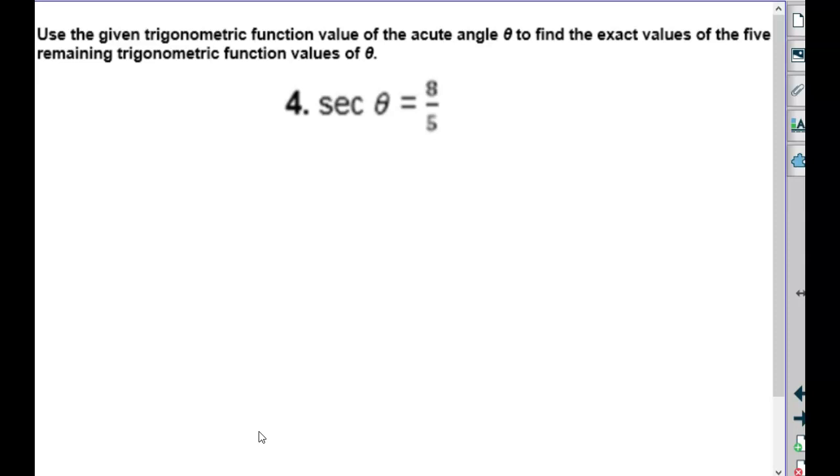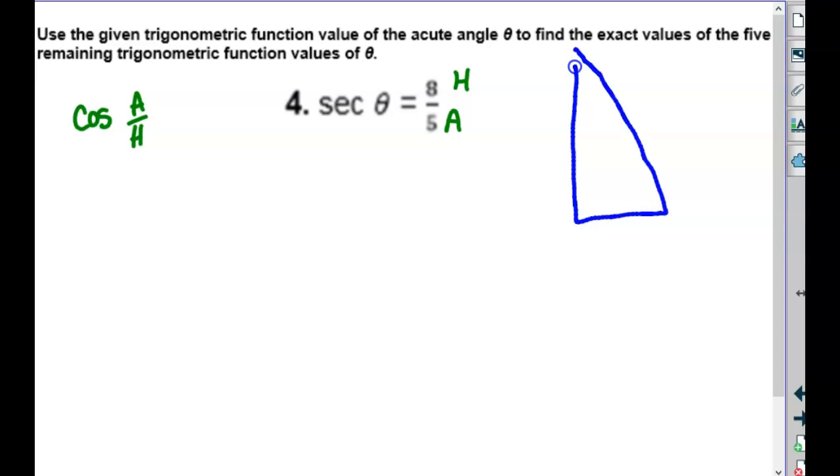So what is secant, guys? Cosine is adjacent over hypotenuse, so secant would be hypotenuse over adjacent. Now, you could use just the Pythagorean theorem to find the missing one. I really like to draw the picture and label it because it helps me think about what's going on here. So I label the hypotenuse 8 and the side adjacent to this angle, wherever you put your angle, 5. So I'm missing a leg.